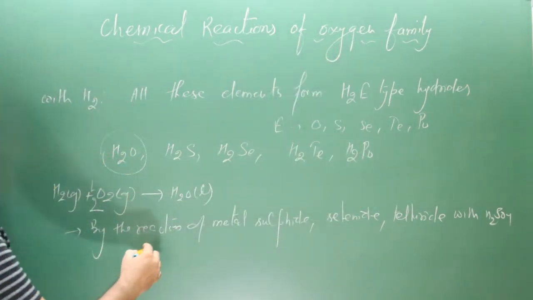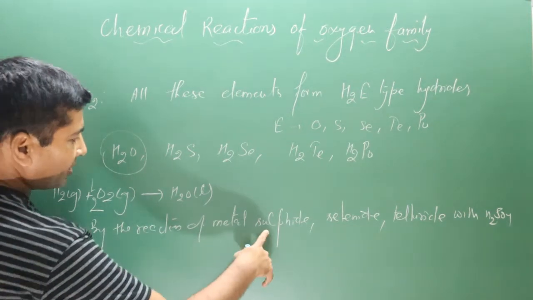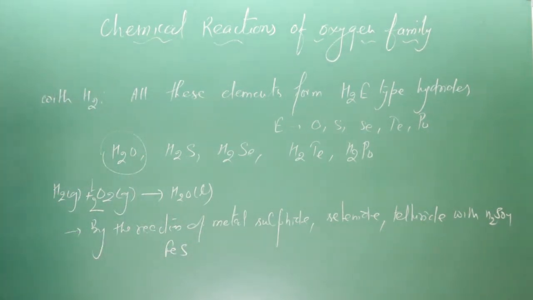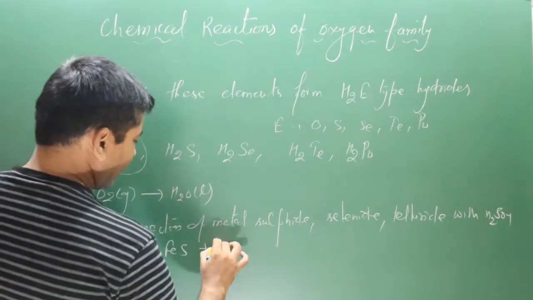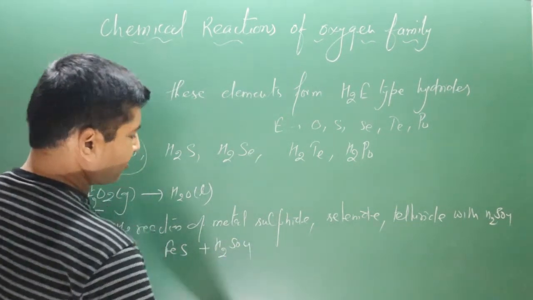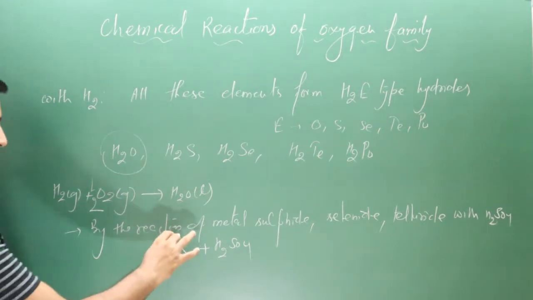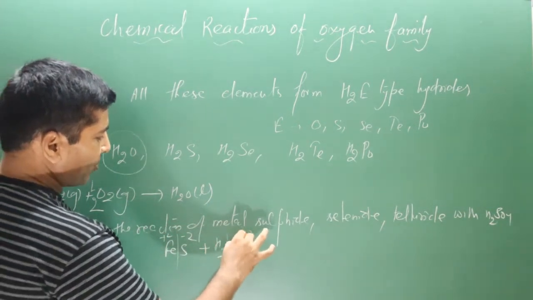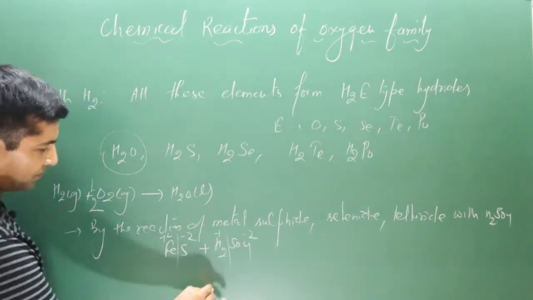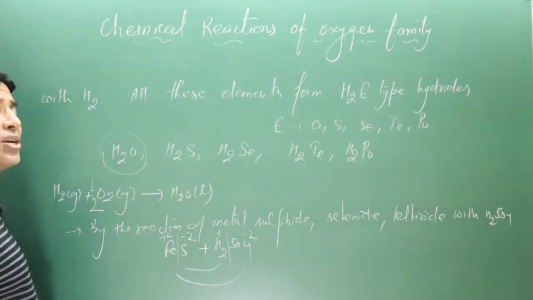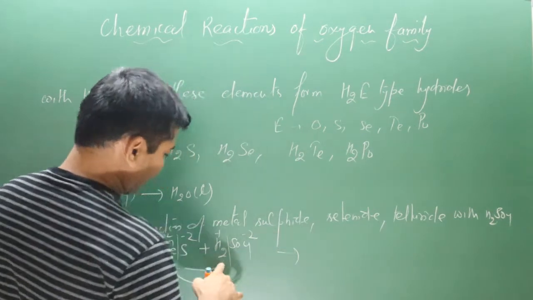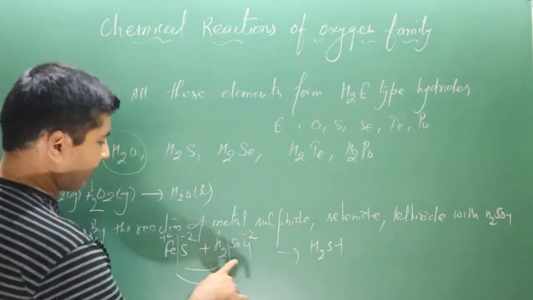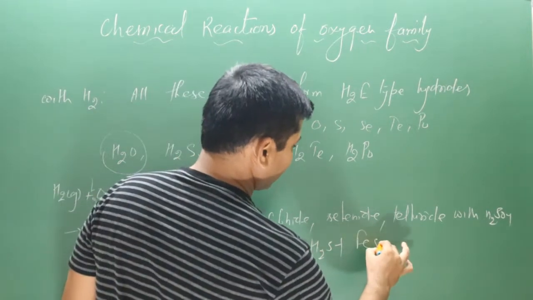Let's say we have a metal sulfide, FeS, ferrous sulfide, reacting with H2SO4. It is a double displacement reaction. You break it from here, it is +2 and -2, and here -2 and in this case +1. Positive negative attraction will be there. We get H2S, the hydride of sulfur, plus FeSO4, ferrous sulfate.